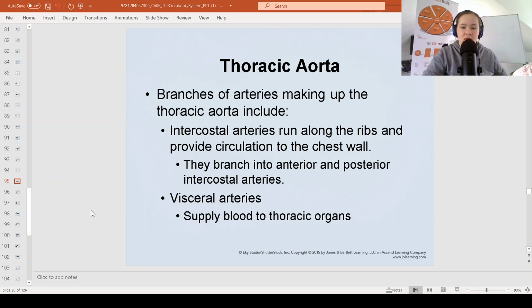Thoracic aorta. Branches of the arteries making up the thoracic aorta include the intercostal arteries, running along the ribs and providing circulation to the chest wall. These branch into the anterior and posterior intercostal arteries. The visceral arteries supply blood to the thoracic organs.